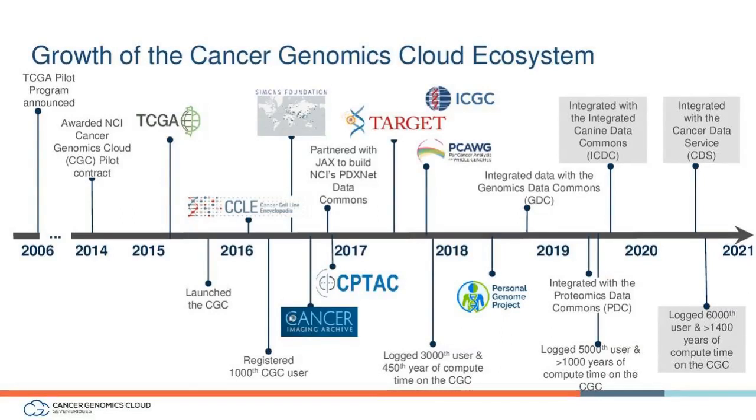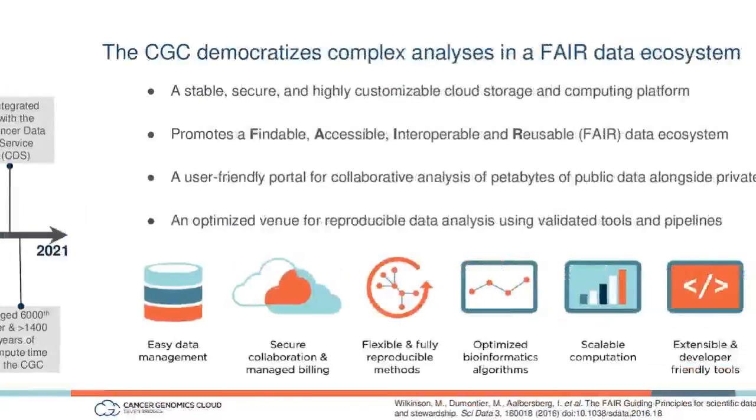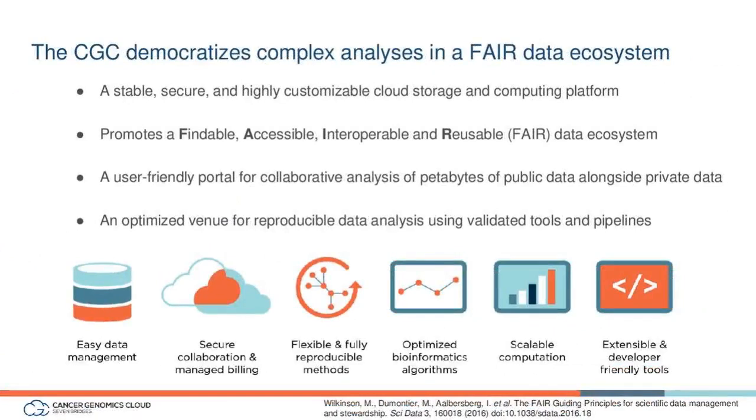So researchers are getting a lot of use out of this and running analysis in parallel. And that's primarily because the CGC is democratizing complex analysis in a FAIR data ecosystem. So FAIR is an acronym that stands for findable, accessible, interoperable, and reusable data. So that theme is pervasive throughout the entire CRDC ecosystem.